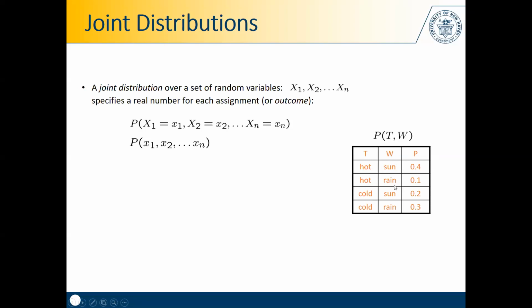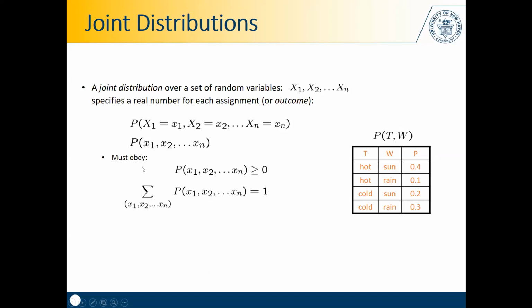What about hot and rain? It's 0.1. So it's very unlikely that the temperature is hot and the weather is rainy, typically. What about the temperature being cold and the weather being sunny? It's 0.2 and so on. This data structure is called a joint probability distribution over the random variables T and W.